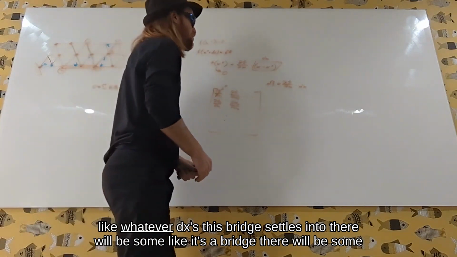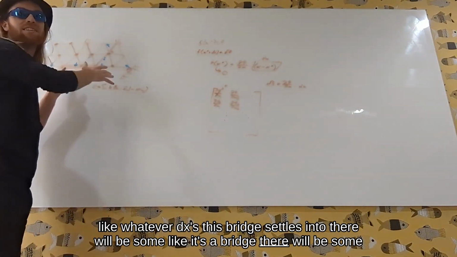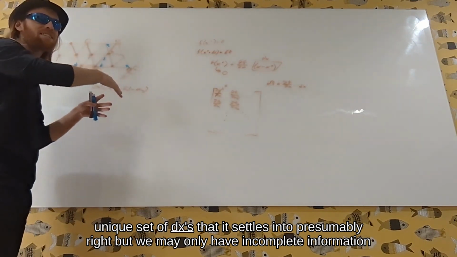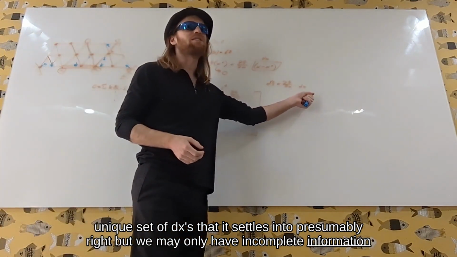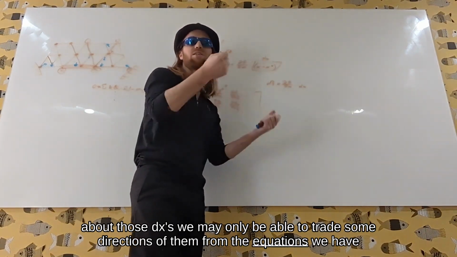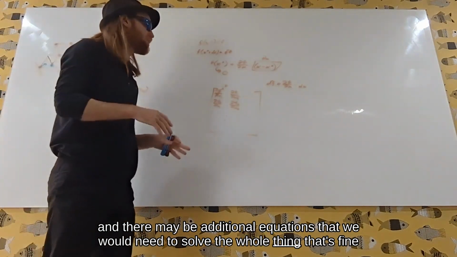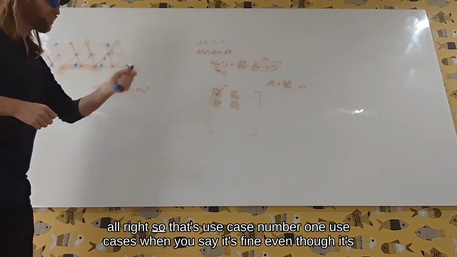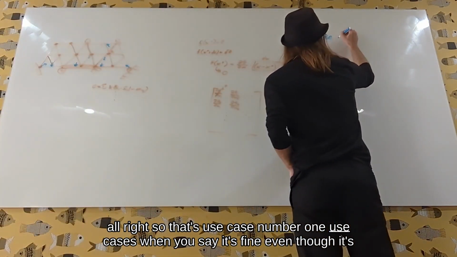That means whatever dx's this bridge settles into, it's a bridge, there will be some unique set of dx's that it settles into, presumably, right? But we may only have incomplete information about those dx's. We may only be able to take some directions of them from the equations we have, and there may be additional equations that we would need to solve the whole thing, and that's fine. All right, so that's use case number 1. Use cases.